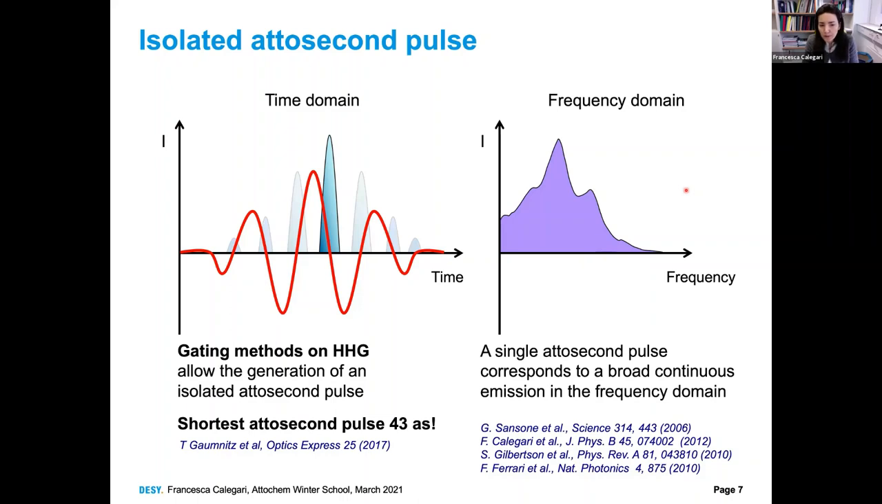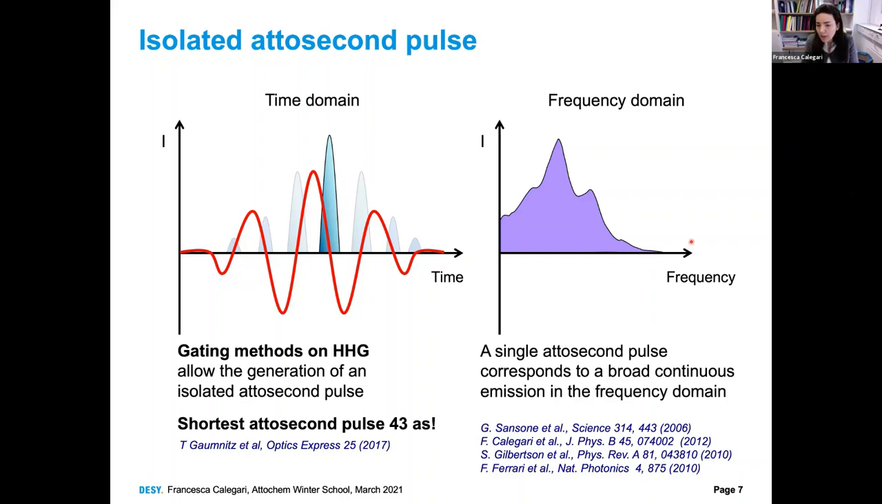So in order to push the time resolution, I was telling you before that you need pulses with a duration which is compatible with, or so to say even shorter than, the physical process that you want to observe. Then one may want to push this time resolution by confining the harmonic generation process to a single event, so to say, to isolate a single attosecond pulse. For doing that, there are several techniques that allow you to gate the high order harmonic generation process to a single pulse. Ideally, you cancel the harmonic generation process for every half cycle except for one. If you are able to do this, then in the frequency domain this corresponds to a continuous emission.